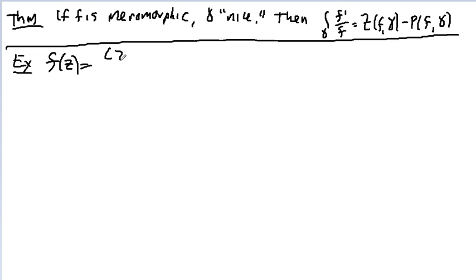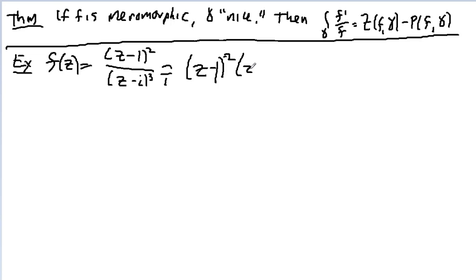I'm going to look at something with two zeros, both at 1, and 3 poles, all at i. And so I can compute the derivative by using the product rule. I could use the quotient rule, but I think the product rule might illustrate what's going on a little more. So this is a positive 2 just in case.